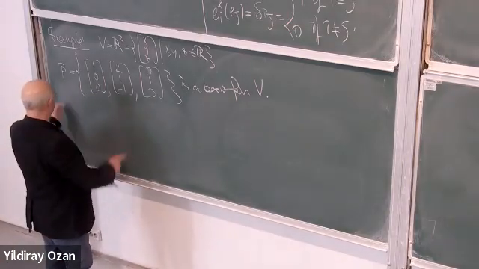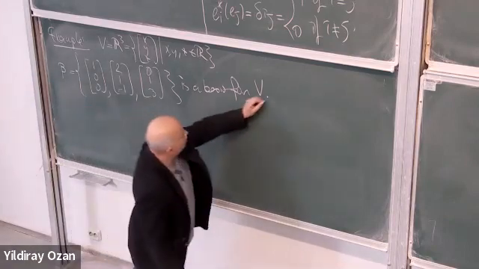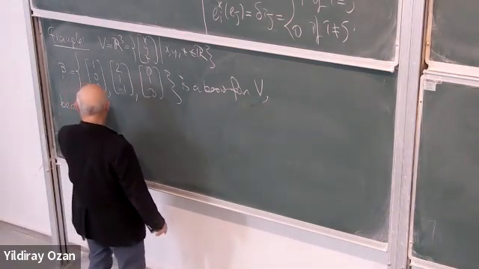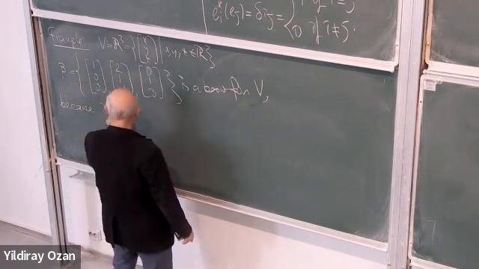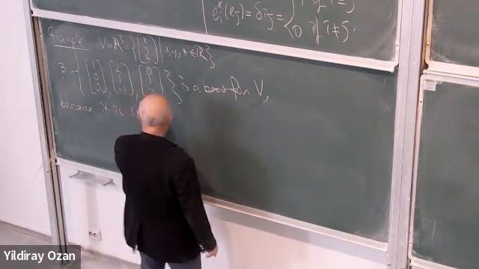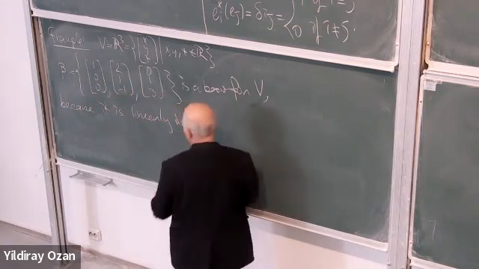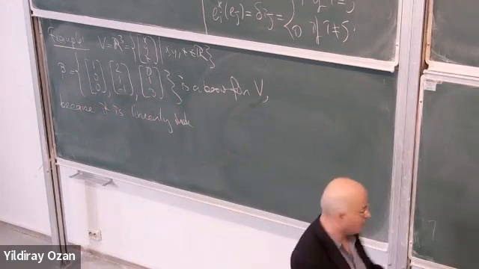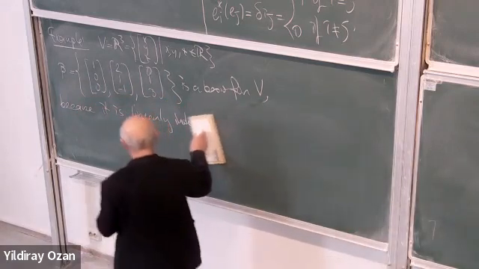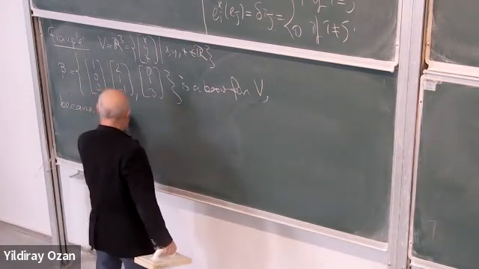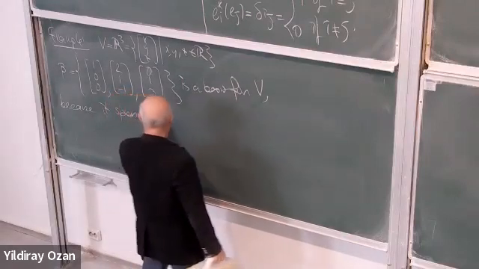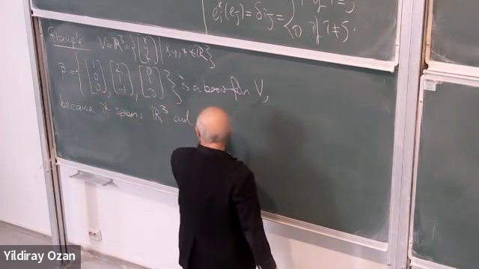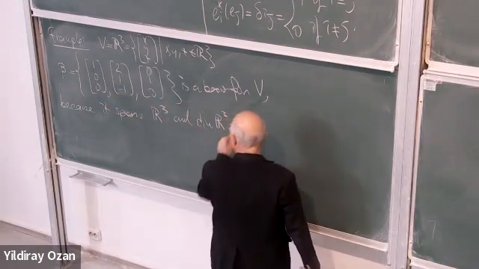So this is the basis because it is linearly independent, or rather a spanning set, because it spans R3 and the dimension of R3 is just 3.